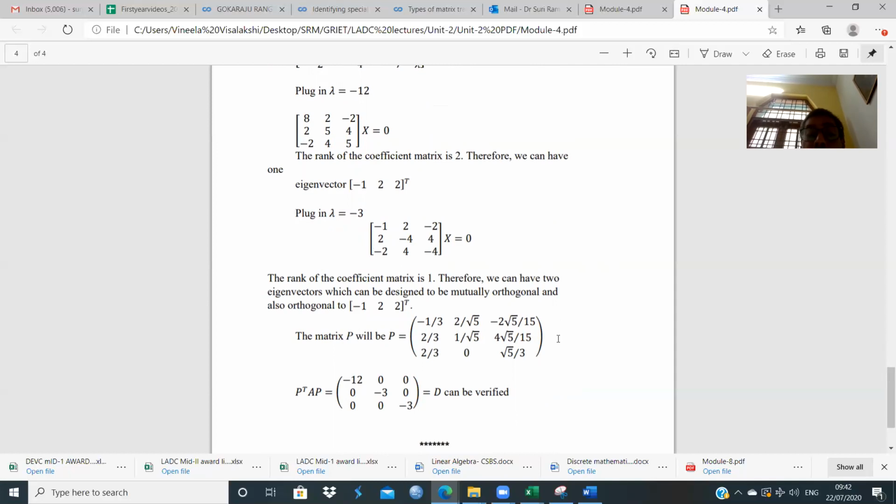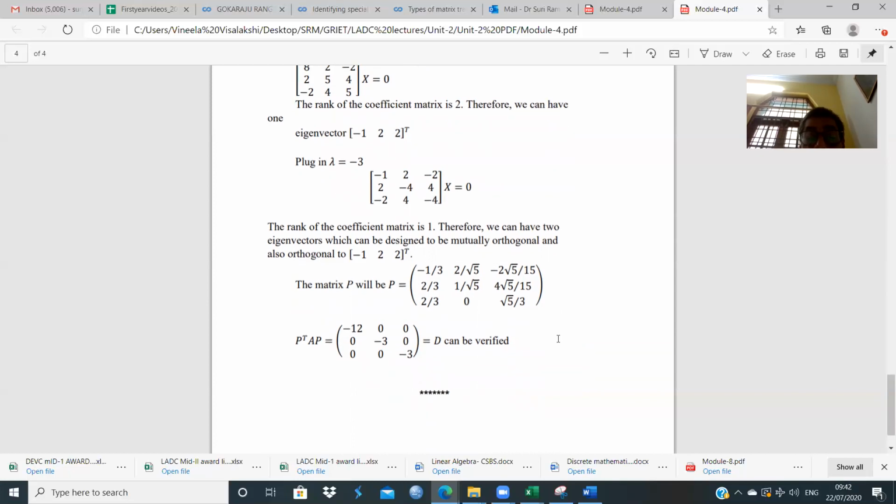Remember, the first eigenvector minus 1, 2, 2 has got a length 3. Therefore, you'll have to normalize that vector by dividing with 3. So the other two vectors of lambda is equal to minus 3 can be built as 2 by root 5, 1 by root 5, 0, minus 2 root 5 by 15, 4 root 5 by 15, and root 5 by 3.